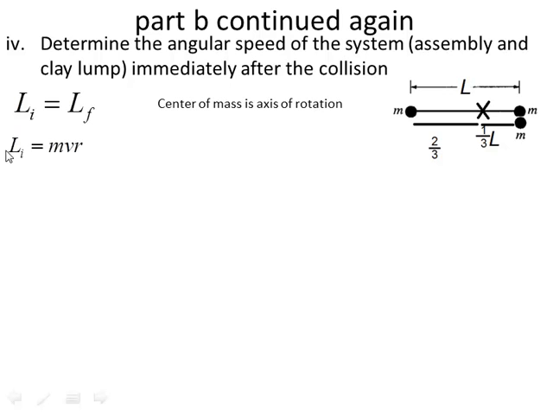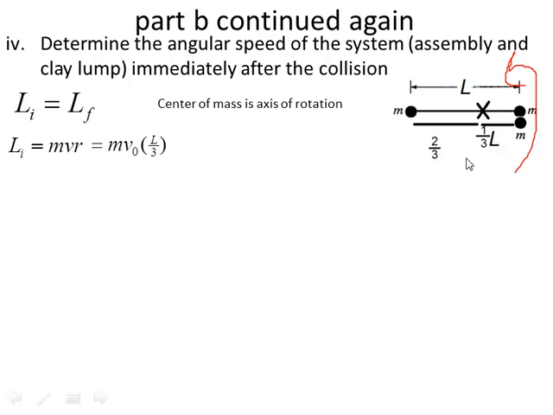We want to use our formula for angular momentum, that's mvr, where m is the mass of the clay blob, so that's just m. v is v naught, and the original distance from the axis of rotation is just L over 3. That's this 1/3 L right here. Then the final angular momentum, well, this whole thing will be rotating like that, and it'll be rotating around the center of mass right here.